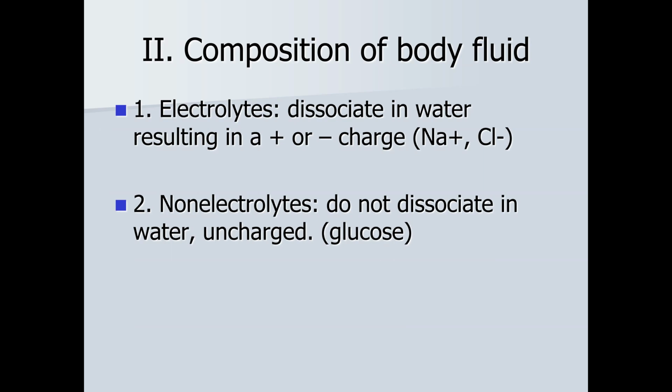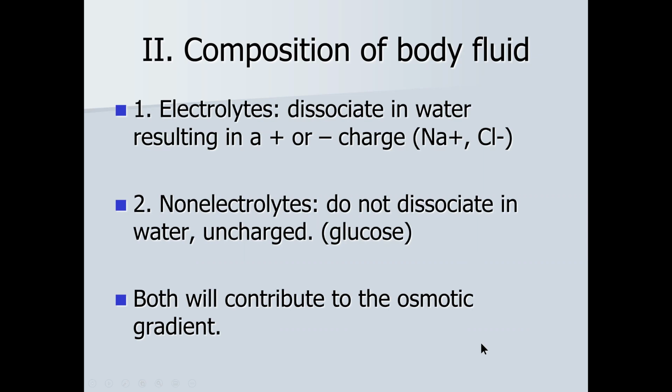You can understand why sodium chloride is surrounded by water, because sodium has a positive charge. The water molecule has a partial positive and partial negative charge because it has an unequal covalent bond, and so it surrounds sodium and chloride. But glucose also has water surrounding it, and glucose is a non-electrolyte because it doesn't dissociate into charged particles. However, both contribute to the osmotic gradient because they each count as a particle in the blood.